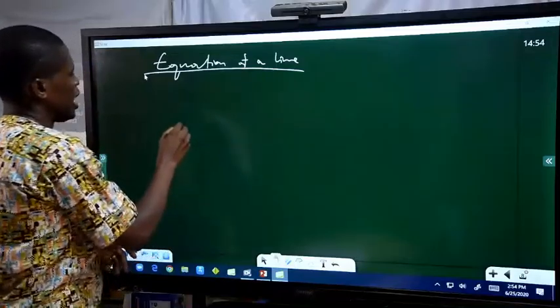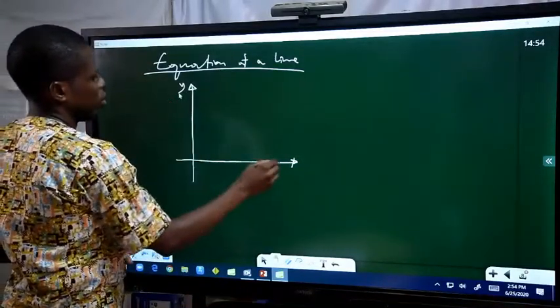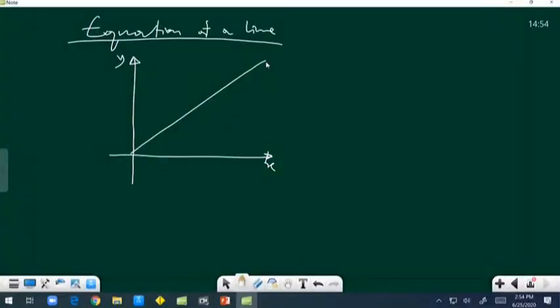So we're given a line. Let's say this is a line that is passing through the xy plane. Okay, we have this. That is a line. And how do we find its equation? Using the slope concept. Let's use the slope concept. We have this point here, P point and Q point.